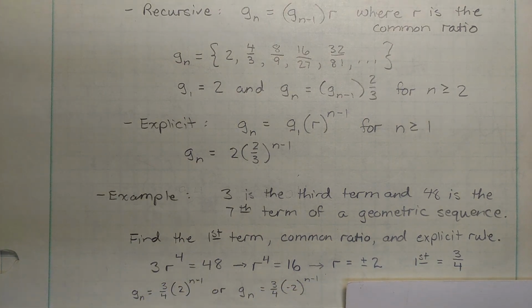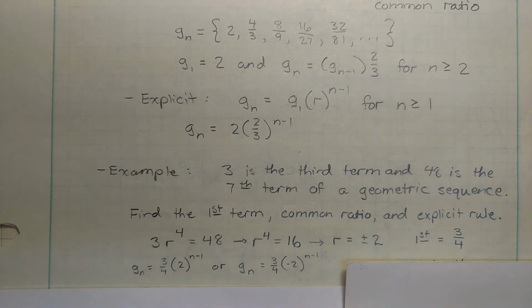So here are my 2 possible explicit definitions. If it's positive 2, it would be 3/4 times 2 to the n minus 1. Or if it's negative 2, it would be 3/4 times negative 2 to the n minus 1.